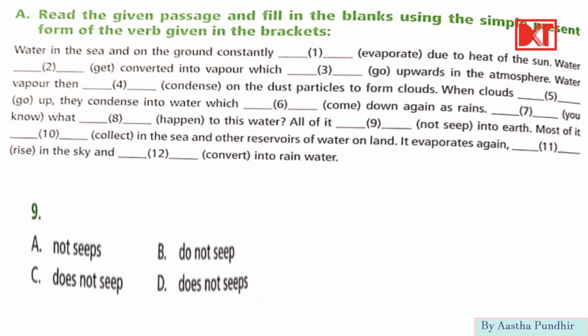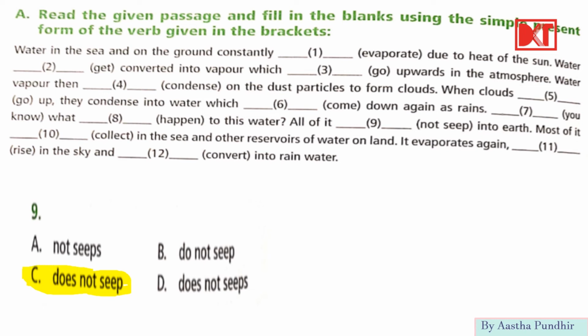Now the next blank, all of it dash into earth. A, all of it not seeps into earth. B, all of it do not seep into earth. C, all of it does not seep into earth. D, all of it does not seeps into earth. Now here the correct answer is C. All of it does not seep into earth.